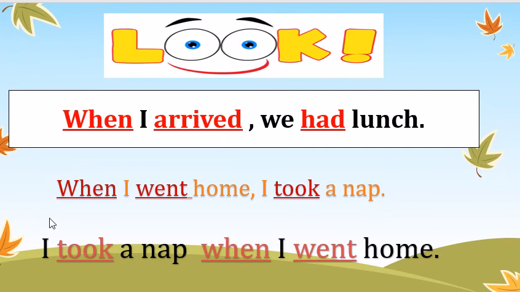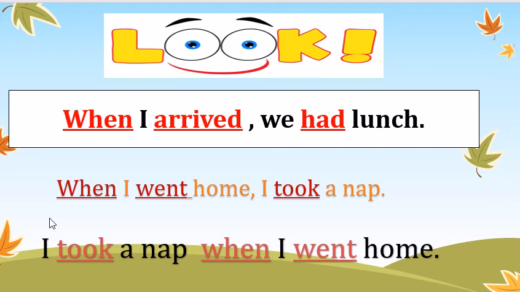Look, let's read these examples. When I arrived, we had lunch. Here we have two actions. When I arrived, so I arrived home first. Then the second action is we had lunch.